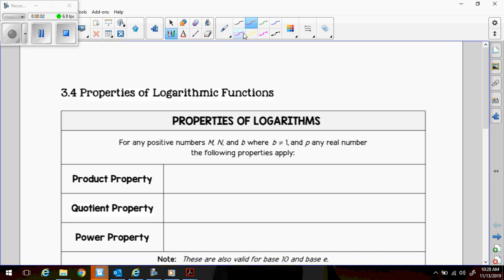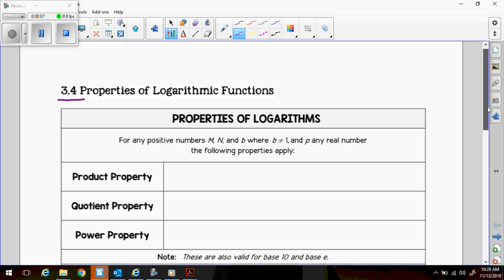Good morning. This is Unit 3, Day 4 notes. We're going to go over properties of logs, more properties of logs today.